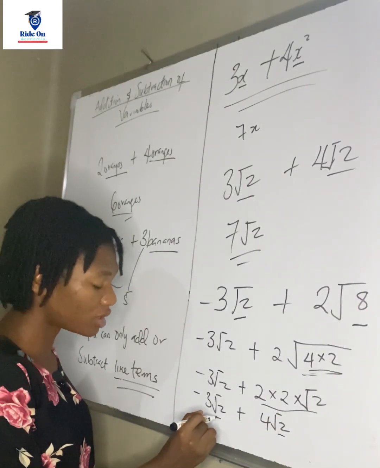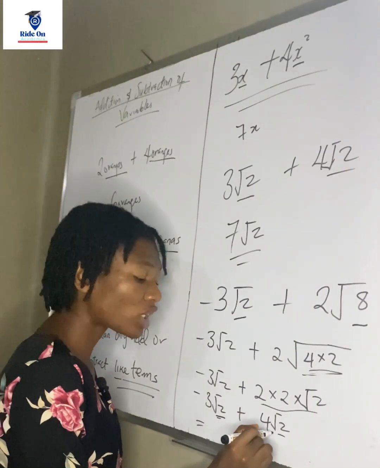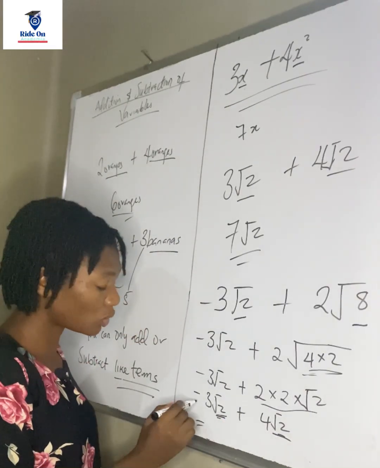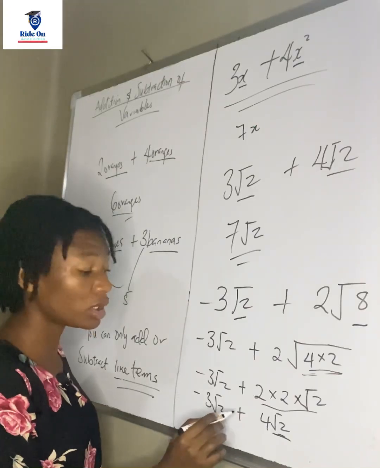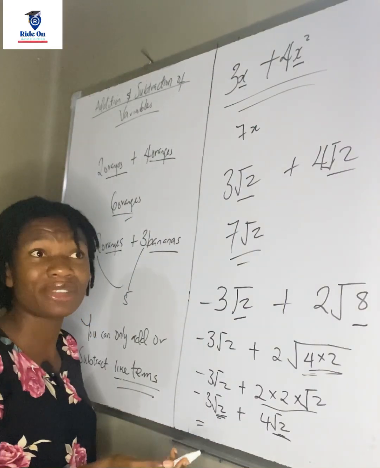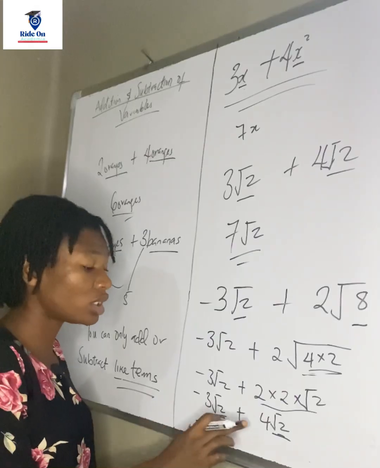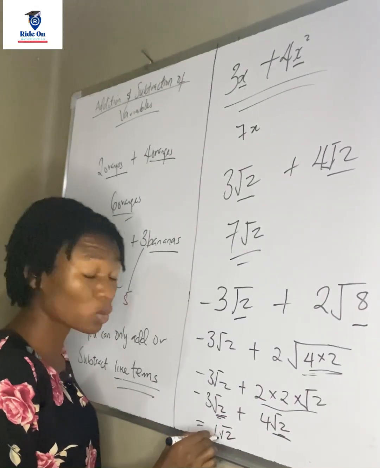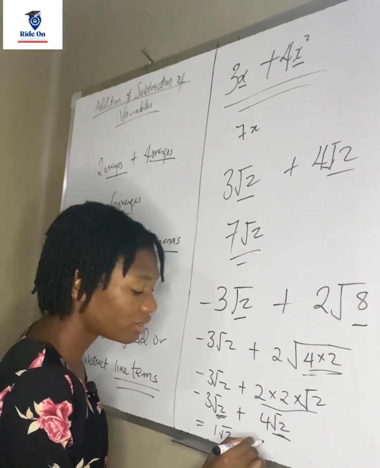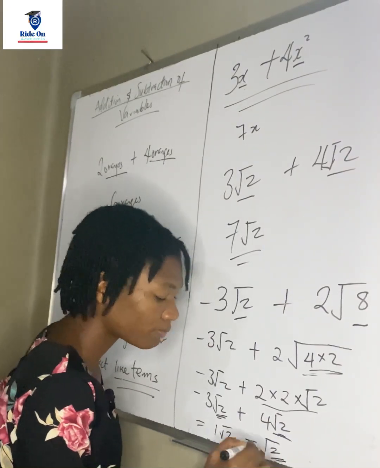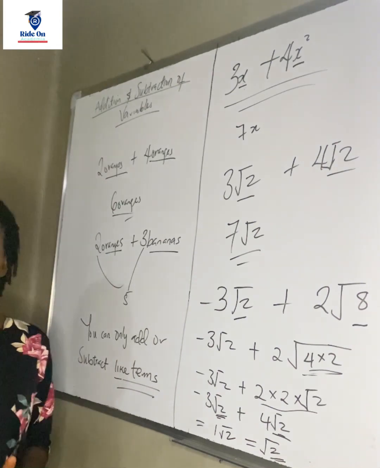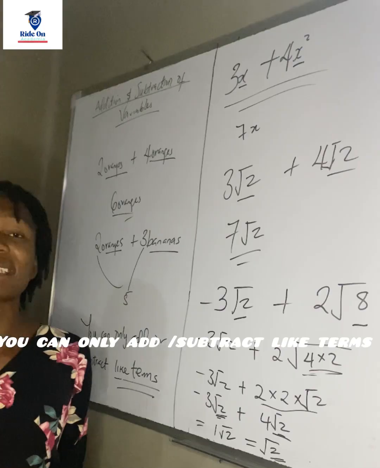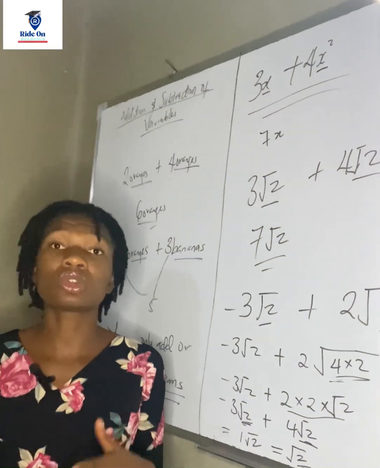Now when you have the same variables, once you are sure that you have like terms, then you can add their coefficients. So now you can do minus 3 plus 4. Minus 3 plus 4 is different from 3 plus 4. Minus 3 plus 4 is going to give us 1 root 2, and you can as well write it as root 2. So the emphasis in this video is the golden rule that you cannot add or subtract unlike terms. I hope this video has taught you something.